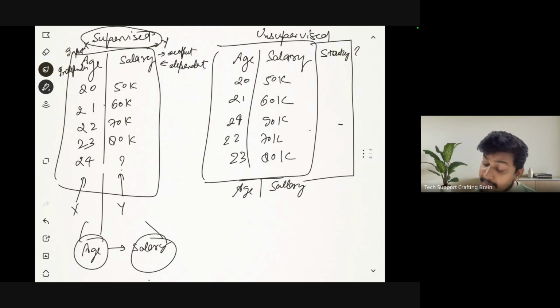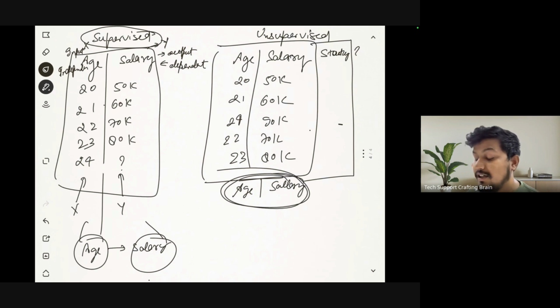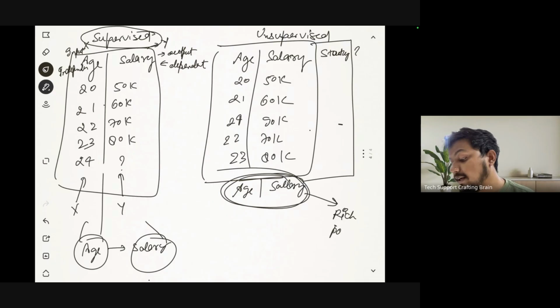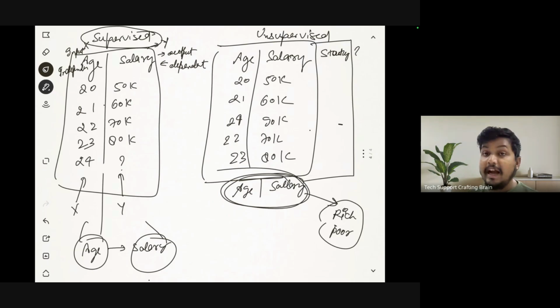If you try to see this time, based upon age and salary both, we wanted to make a prediction whether the person is rich or whether the person is poor right now. So can you tell me, guys, whatever we wanted to predict, rich and poor, is it present inside the data or not?